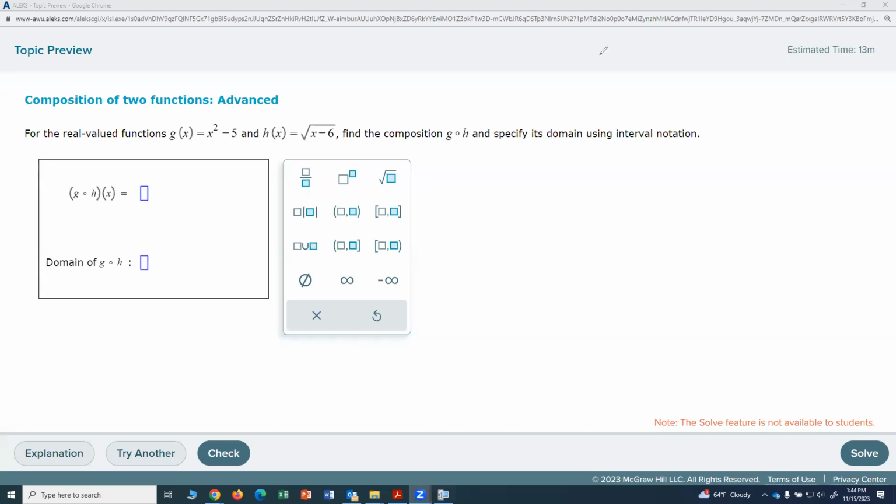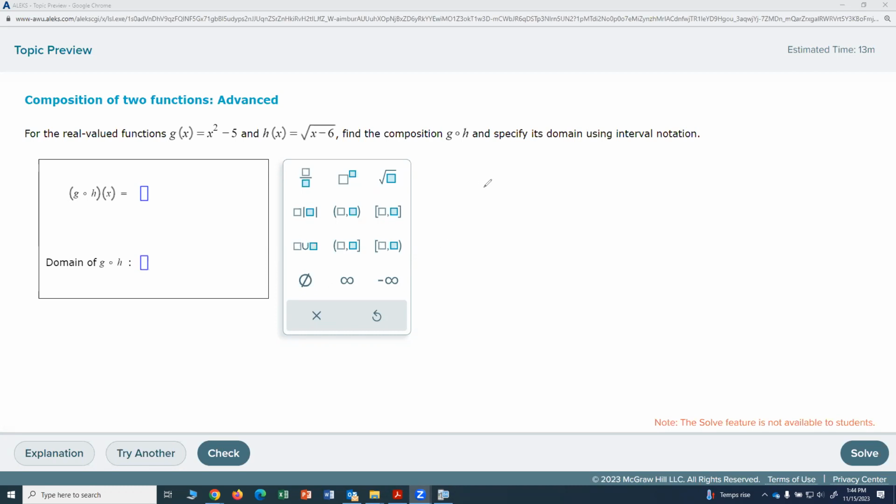In this video, I want to look at an example from the ALEX homework for finding the domain of the composition of two functions. In this example, we have g of x equals x squared minus 5 and h of x equals square root of x minus 6. We want to start by finding g of h and then specify its domain using interval notation.